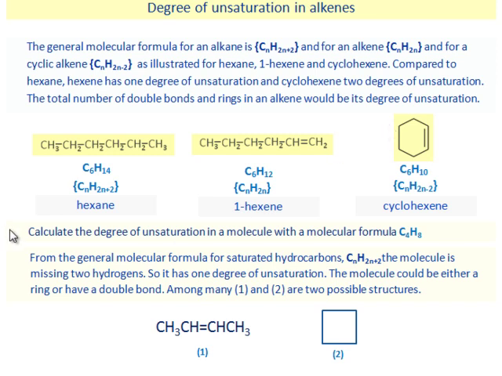Calculate the degree of unsaturation in a molecule with the molecular formula C4H8. From the general molecular formula for saturated hydrocarbons, CnH2n+2, the molecule is missing 2 hydrogens, so it has 1 degree of unsaturation. The molecule could be either a ring or have a double bond. Among many, 1 and 2 are 2 possible structures.